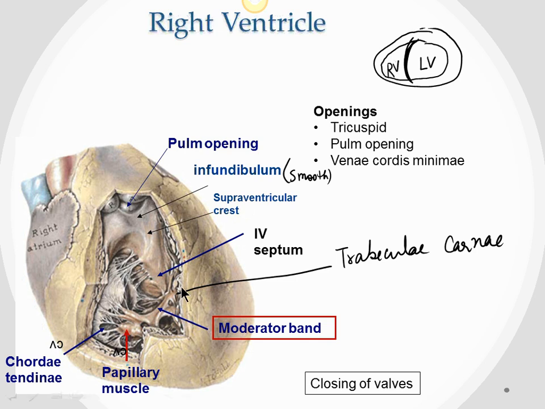Only in the right ventricle, going from the interventricular septum towards this anterior papillary muscle, you have a band of cardiac tissue, part of the trabeculae carneae, but it has a special name. It's called the moderator band. It's only present on the right side, and this moderator band actually transmits part of the conducting system of the heart. We'll see it when we see the conducting system.